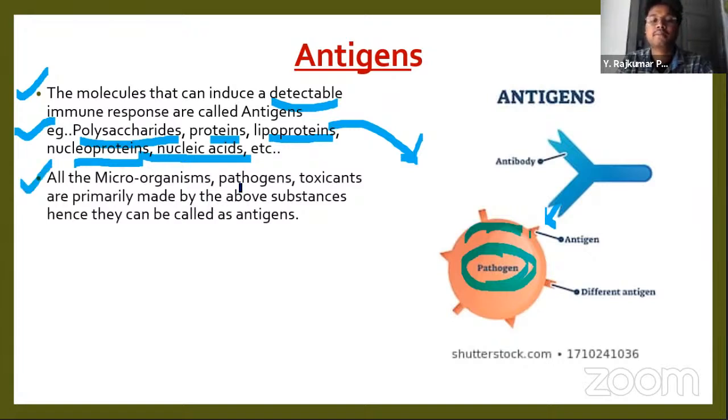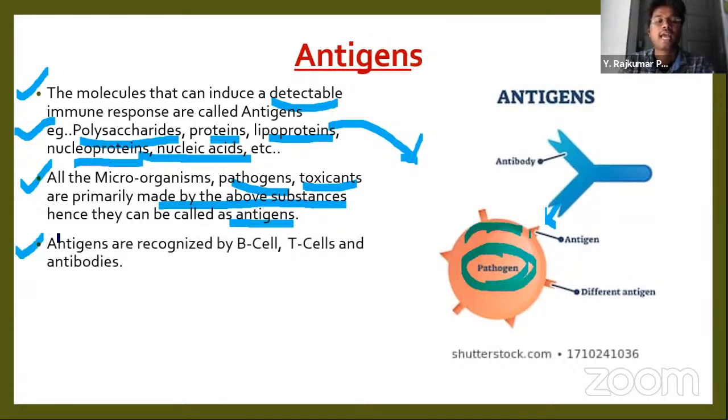All the microorganisms, pathogens, and toxicants, meaning poisonous substances, are primarily made of the above substances. Hence, they are called antigens. All disease-causing parasites or microorganisms have their structure formed by polysaccharides, proteins, nucleic acids, etc. Antigens are recognized by B cells and T cells, and B cells produce antibodies against these antigens. When a pathogen enters our body, to produce an antibody it takes around 6 to 7 days.